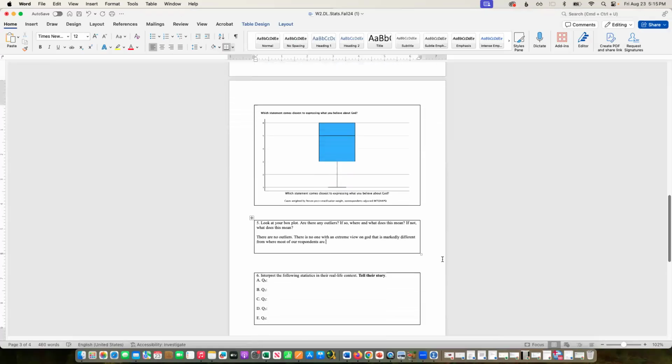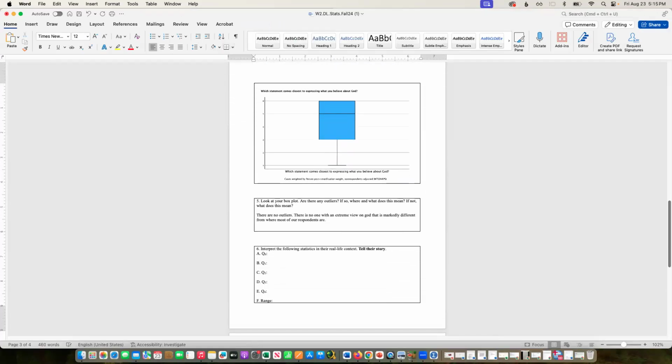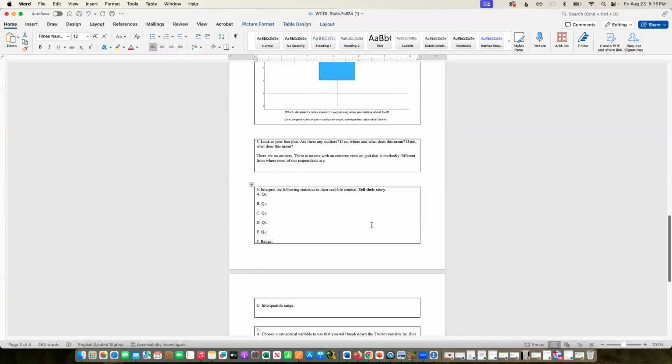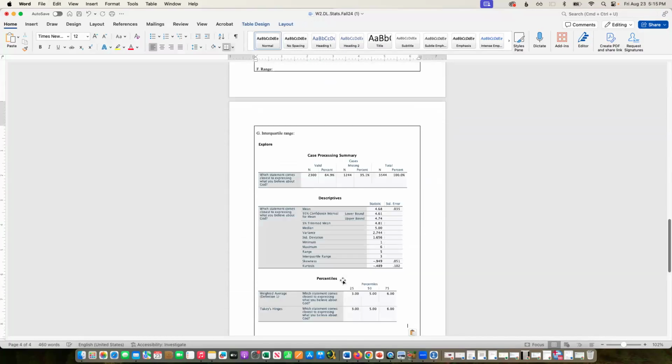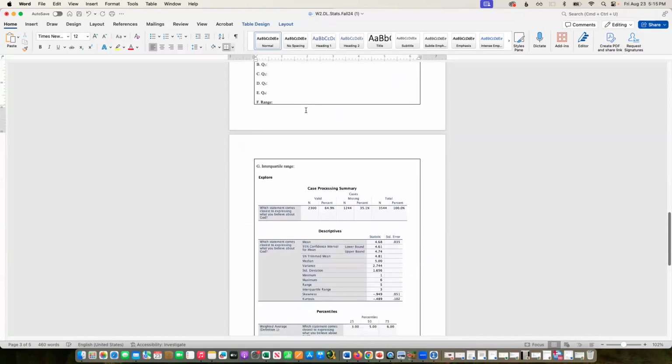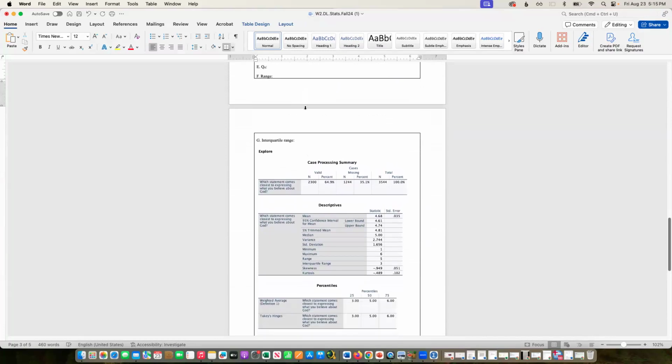Okay, so now it says to interpret the following statistics in their real life context and tell their story. So first, I just want to get these statistics and write them down before I interpret them. So Q0 is my minimum, the one that's 0 quartiles of the data. And so here's my minimum, which is a 1.